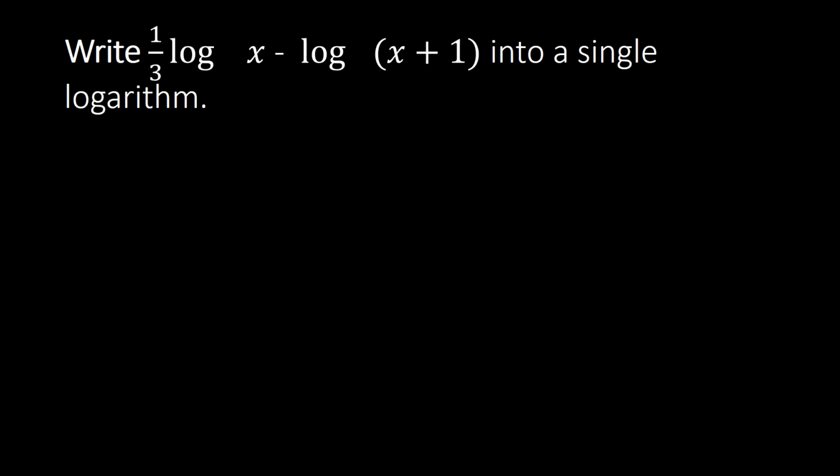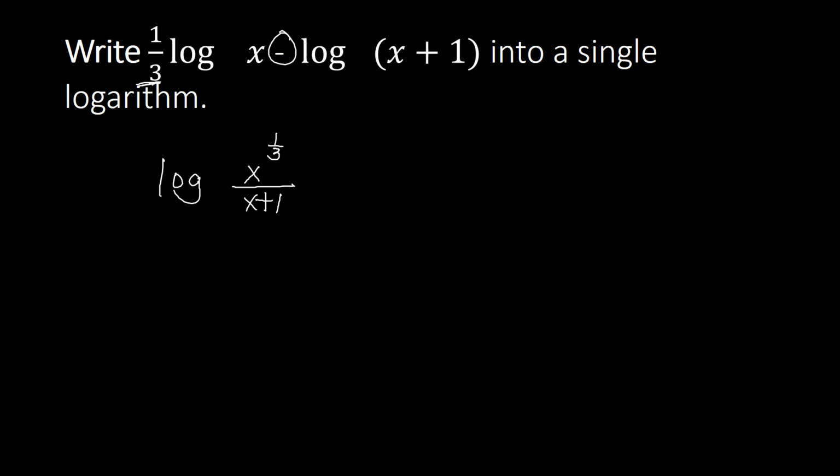Next one, this is the last example. We have write 1/3 log of x minus log of x plus 1. So how do we write this into a single logarithm? We just have to know that this is minus, so that means we are in a quotient. And this one is your exponent under the power rule. So we have here log of x to the power of 1/3. We're dividing that one with our x plus 1. And our base is still 10.